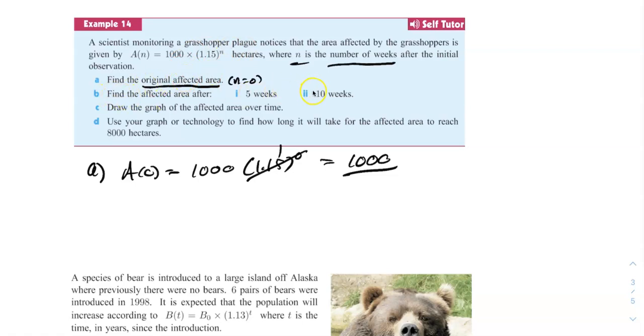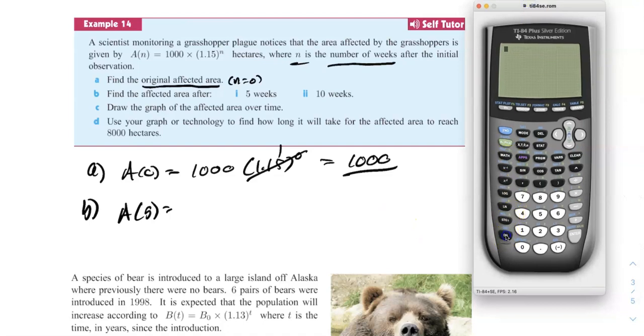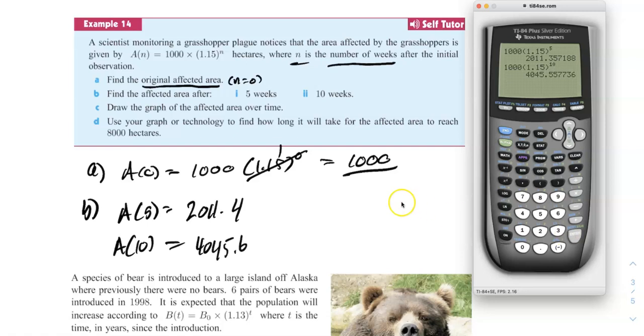B is find the affected area after 5 weeks, after 10 weeks. So for B, we're just going to substitute in A of 5. I'll put that into our calculator. So here we go. 1,000 times 1.15 to the 5 weeks, and I get 2011.4 hectares. And then A of 10, after 10 weeks, so I'm going to go up here and select my same problem and change the 5 to a 10. And then we get 4,045.6 hectares. So that's A and B.